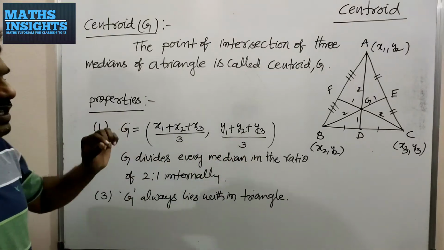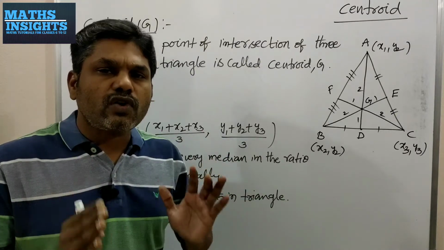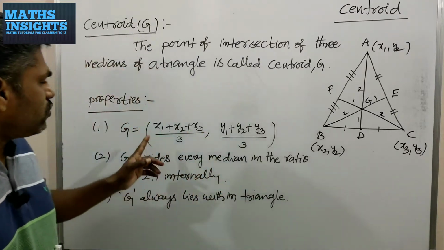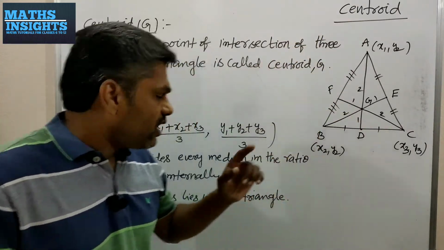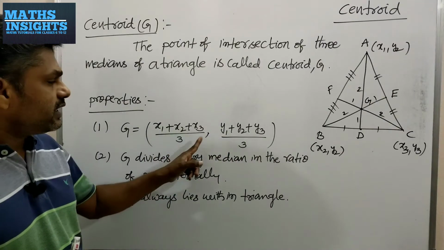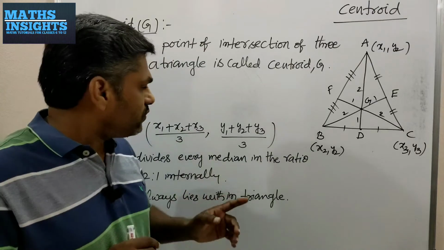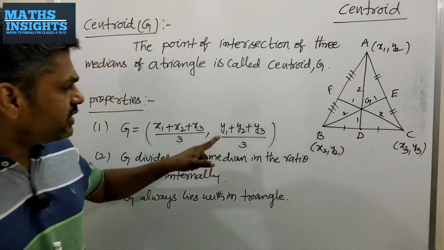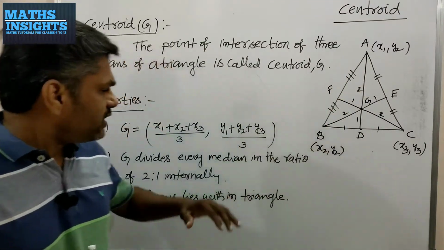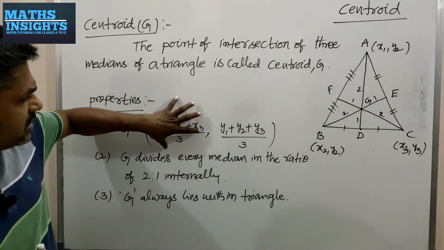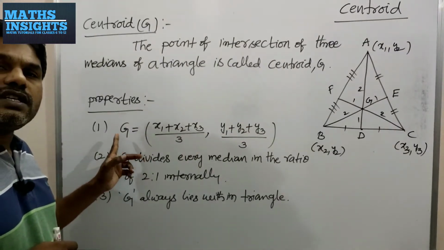If you observe, G is also a point. It will have x and y coordinates. To get the x coordinate, sum the x coordinates of all three vertices and divide the sum by 3. Similarly, to get the y coordinate of the centroid G, sum the y coordinates of all three vertices and divide by 3. Then you will get the x and y coordinates of the point G.